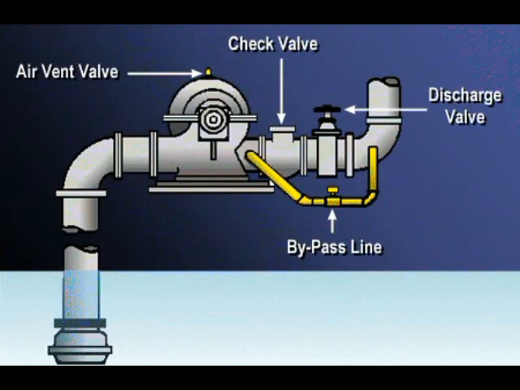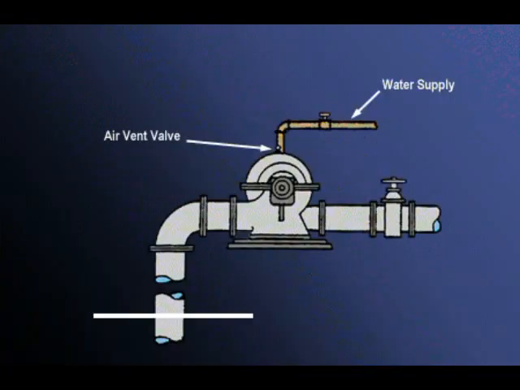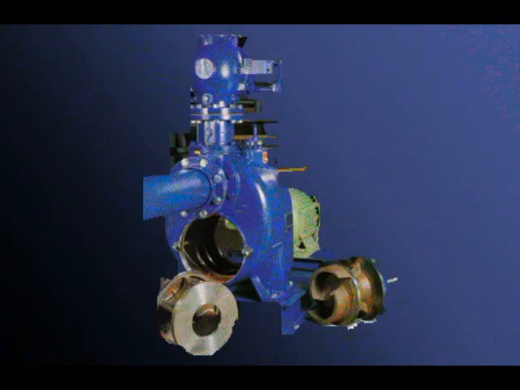Here, a bypass line allows the water that has already been pumped to flow back around the check valve. This ensures that the pump prime is maintained. In this example, a separate water supply is used to fill the pump when it must be primed. Other pumps are referred to as self-priming pumps because they can, as the name states, prime themselves.